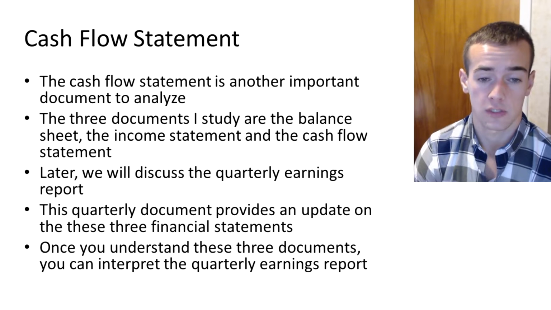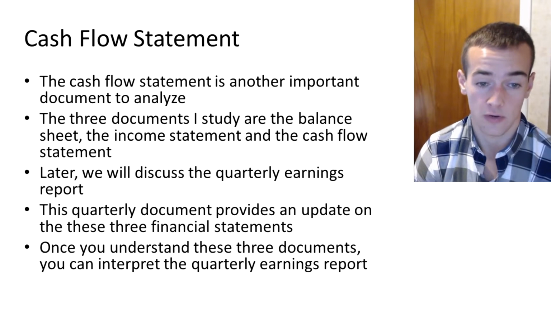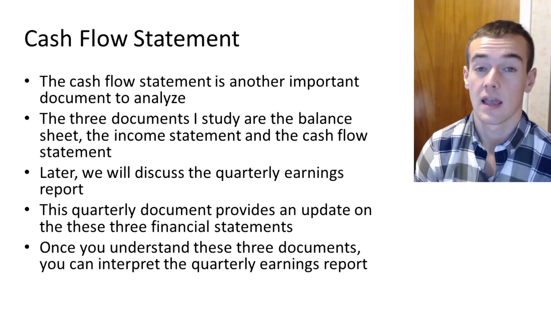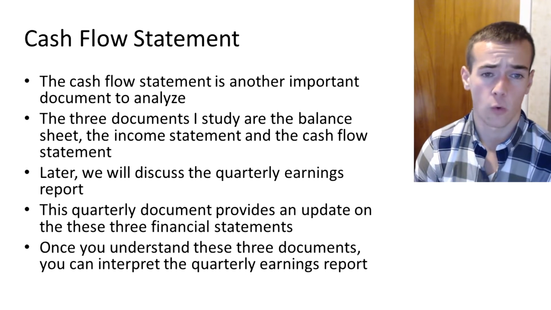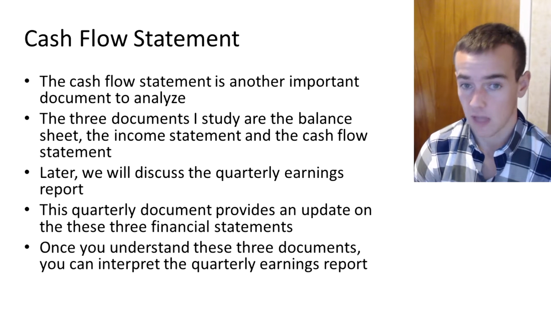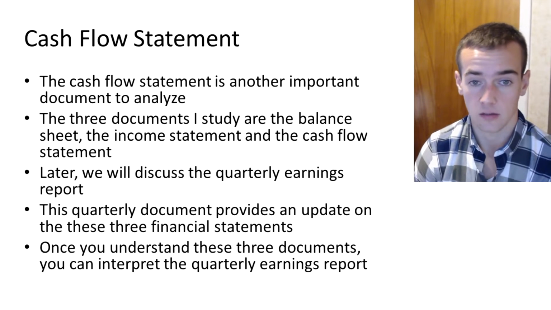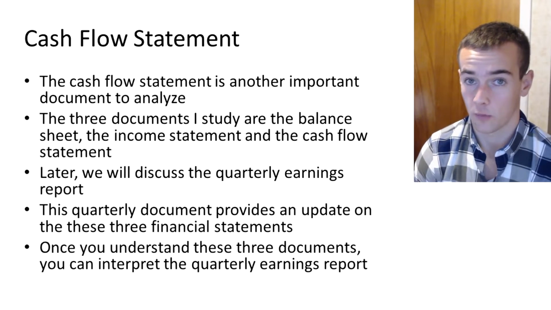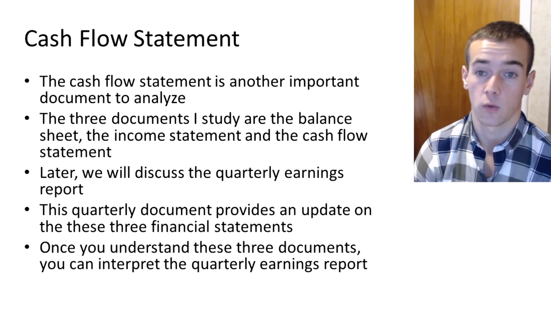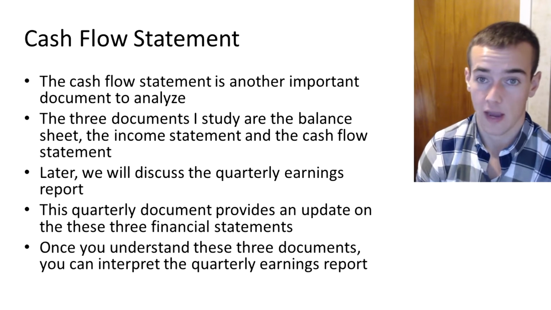And the quarterly earnings document provides an update on all three of these financial statements. So it's going to update the balance sheet, the income statement, and the cash flow statement. So basically, once you understand these three documents, you will be able to interpret the quarterly earnings report. So we're basically building all three of these blocks, and you're going to be able to then just take a look at that quarterly earnings report and track the overall progress to get an idea of the financial health of that company and whether they're continuing on the same track.